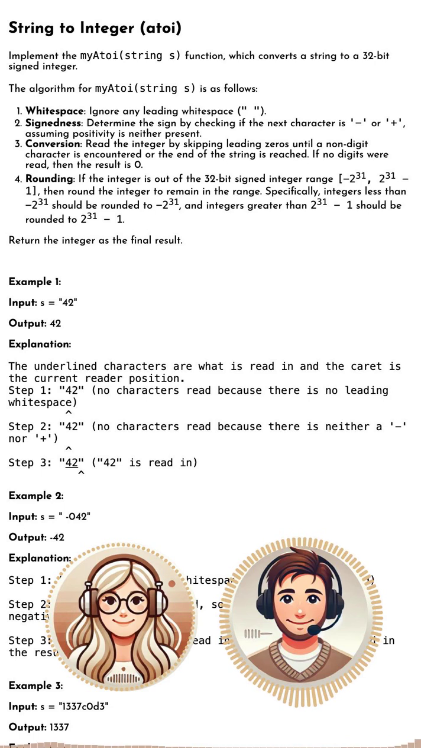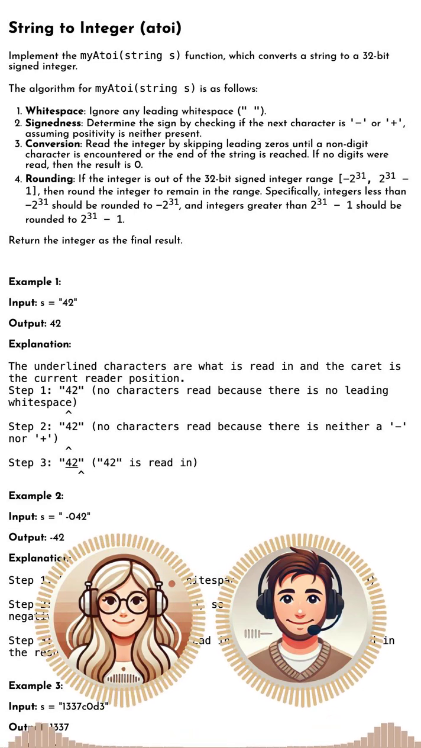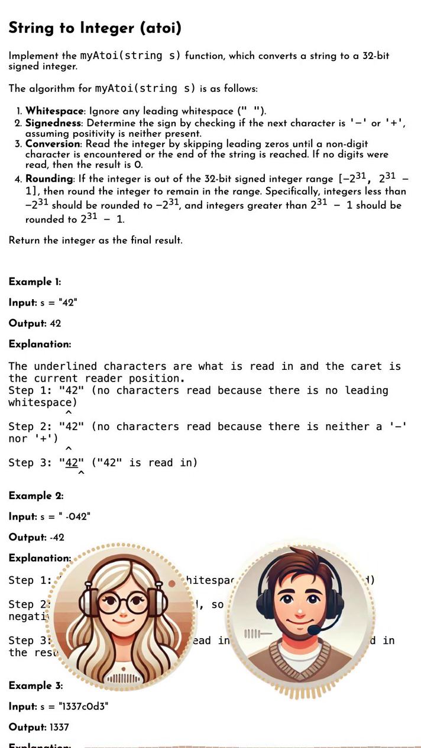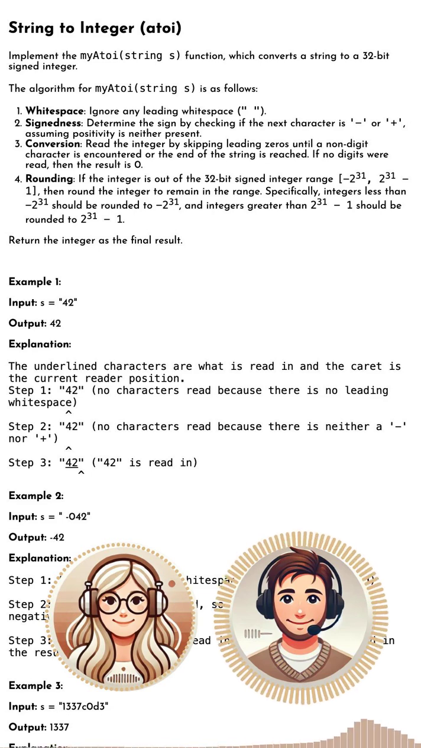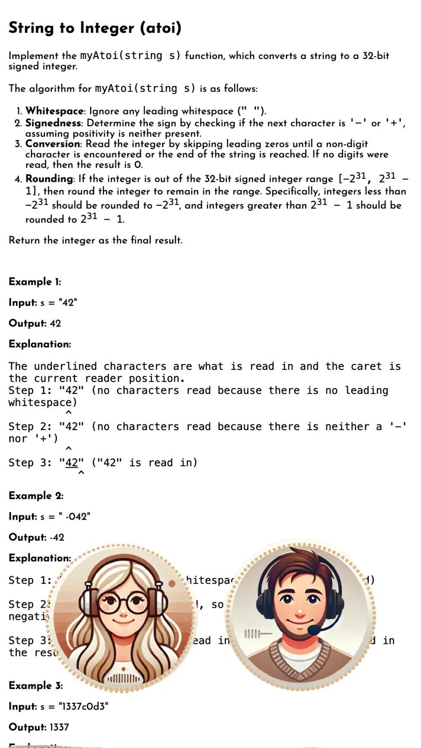So the challenge here is to write some code that can take that string, whatever it is, and transform it into its numerical equivalent as a 32-bit signed integer. I mean, that sounds easy enough on the surface, but I'm already sensing there's a lot more to this than we might think at first. So what are the potential pitfalls here? What are the things that can make this tricky?